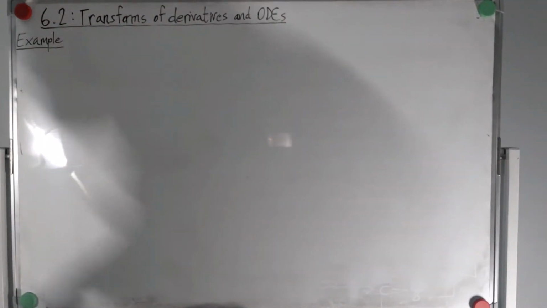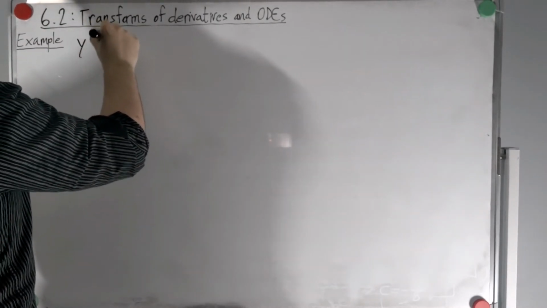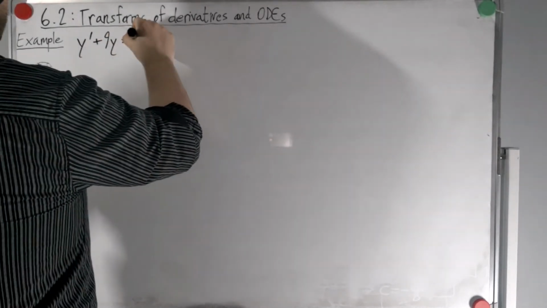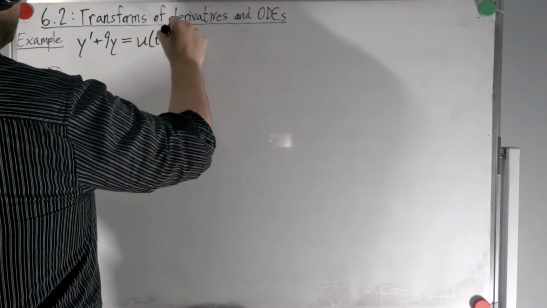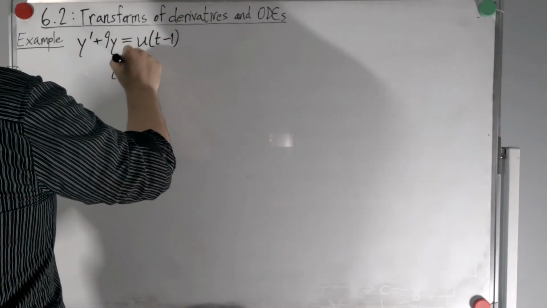Let's start with something easy. Well, not easy, but simple. y' + 9y = u(t − 1), where u is the unit step function, and y(0) = 1.